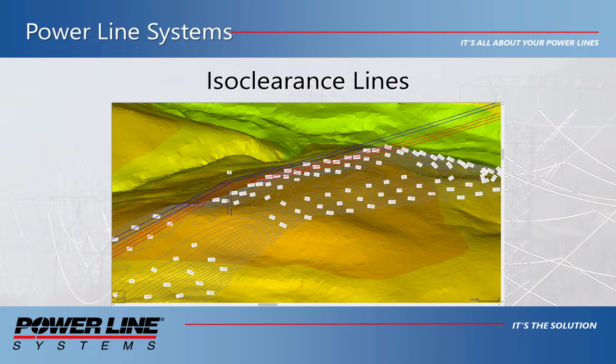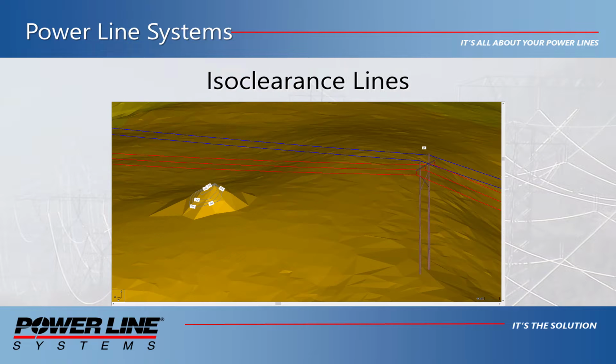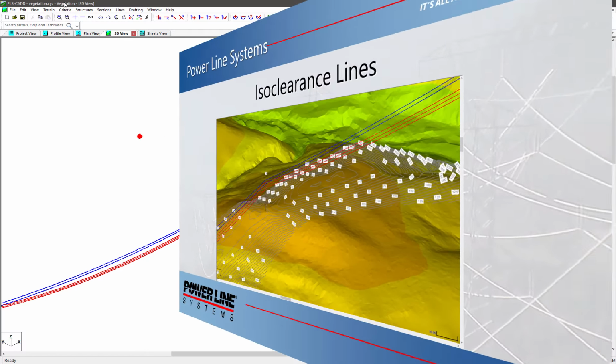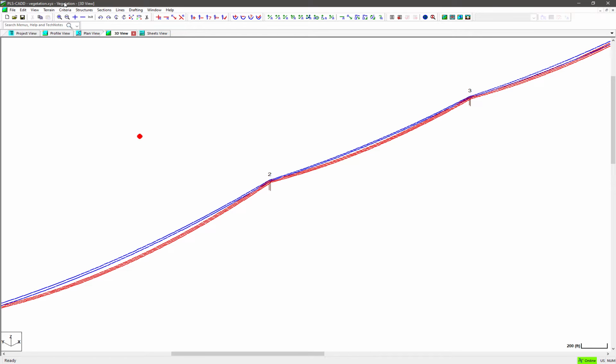The Isoclearance lines feature creates polylines along the ground tin surface of your PLS-CADD model that represent contour lines of constant clearance values. Isoclearance lines can be used to identify areas of ground that have insufficient clearance, which can help facilitate regrading efforts to remediate clearance issues. Let's take a look at an example project and see how the feature works.